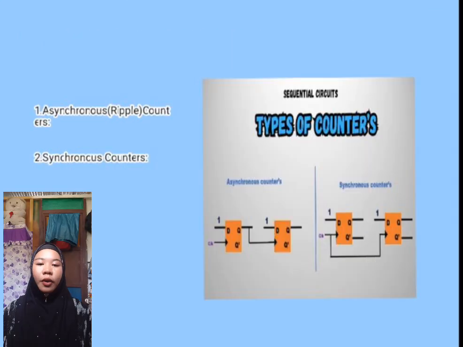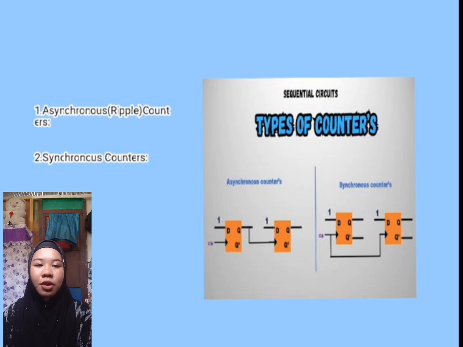Okay, next, types of counters: asynchronous or ripple counters and synchronous counters. Ang asynchronous counters ay tinatawag ding ripple counters. Ang unang flip-flop lang ang direktang tumatanggap ng clock signal, at dumadaan muna ito sa unang flip-flop bago sa susunod.